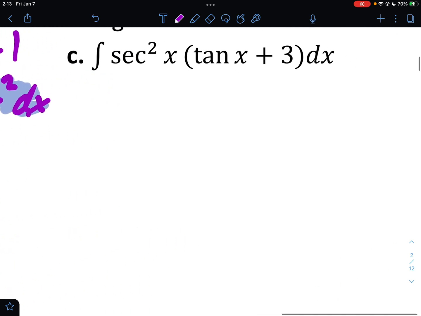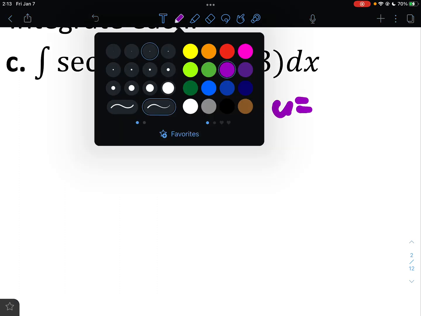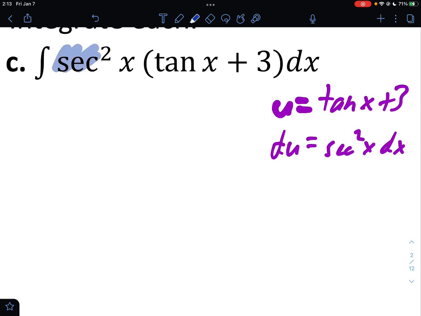All right, finally, taking the antiderivative of c. Recognize that, hey, we have an inside function right here whose derivative is right here. So we're going to substitute u for tan x plus 3. So that would be du equals secant squared x dx. Secant squared x dx all becomes du.